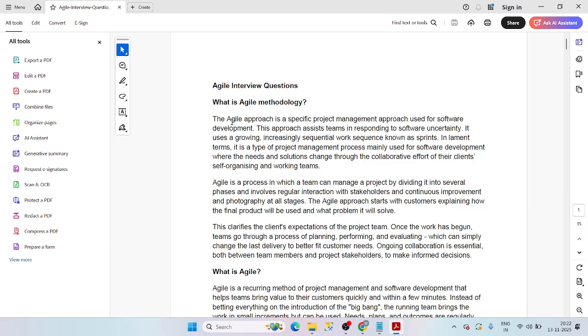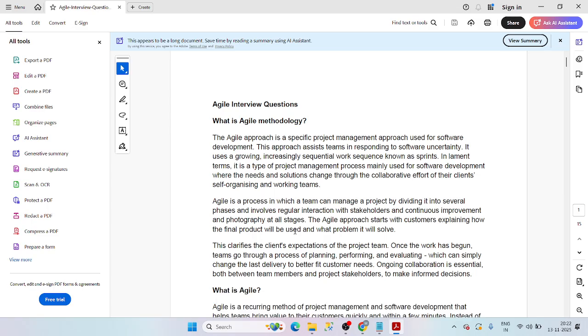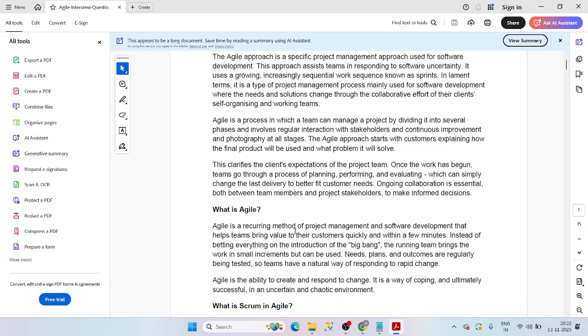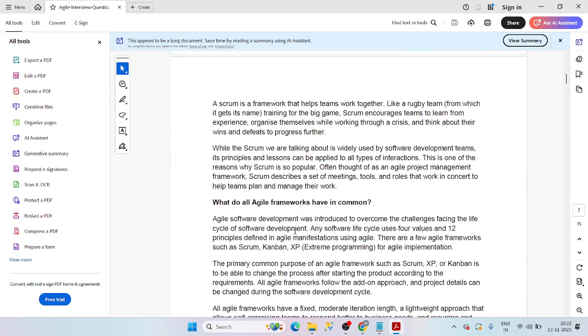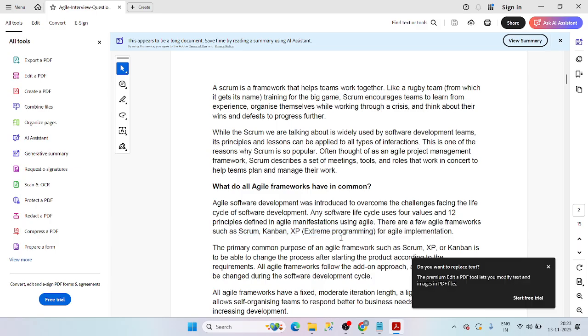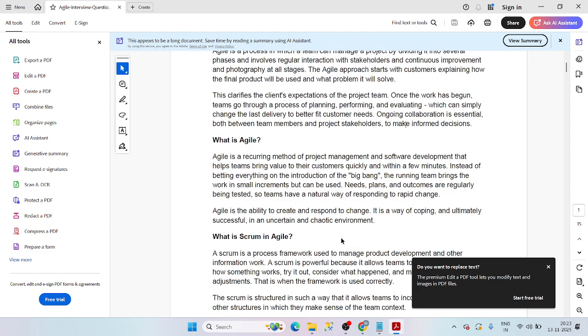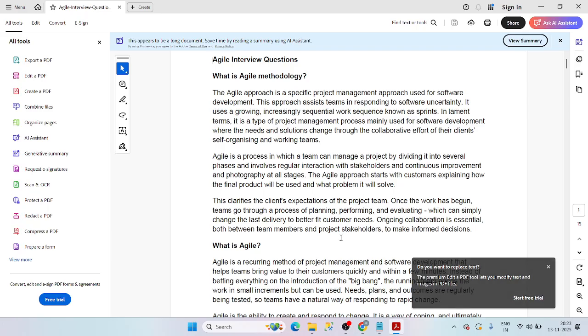See here, what is meant by Agile methodology? Whatever we have now learned, we are going to explain the same thing, but in a definition way under Agile methodology. We are having different types of frameworks. See here, what do all Agile frameworks have in common? Scrum, Kanban, XP. These are some of the frameworks. By using these frameworks, we are working, guys. If you don't know anything about these frameworks, it's really hard for you.